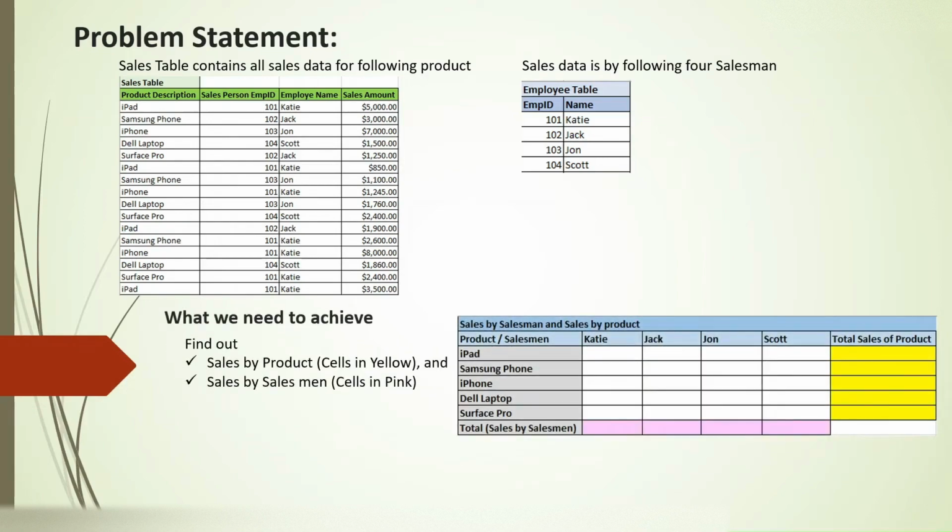What we want to achieve here is to know the sales by product. So if you see, the first row represents iPad. So combined sales by all the salesmen, what's the total of iPad sales? And so on for other products. Similarly, column-wise, we want to see how much sales a particular salesman has done, including all the products. That is represented in the pink cell.